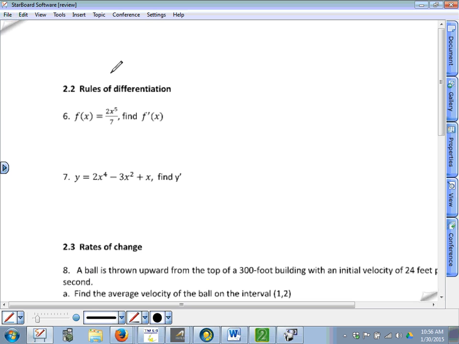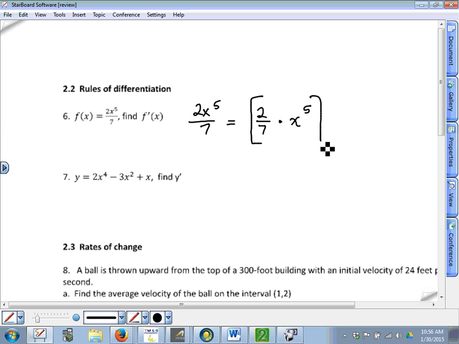So in 2.2 we learned a much quicker and easier way of finding derivatives than using the limit definition. For question 6, if f of x is equal to 2x to the 5th over 7, we need to find f prime. F prime, remember, is the derivative. So one of the rules is the constant multiplier, the 2 and the 7. So 2x to the 5th over 7 could be thought of as 2/7 multiplied by x to the 5th.